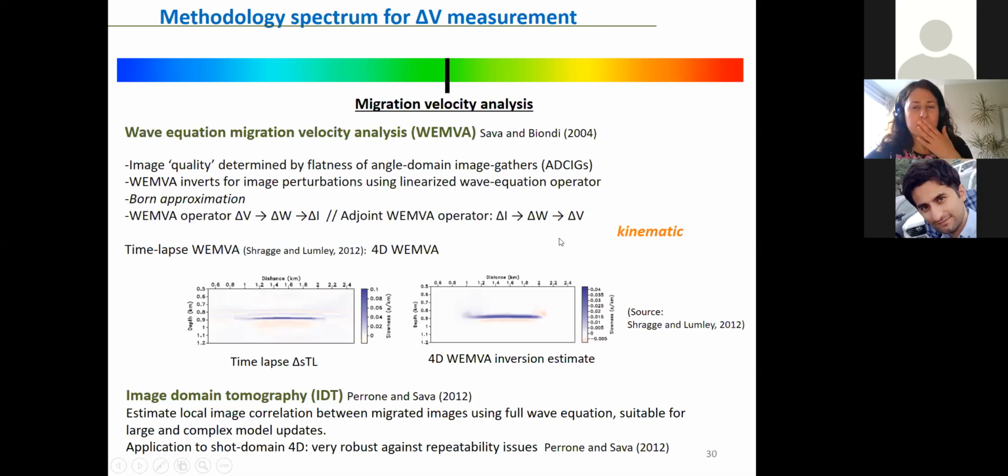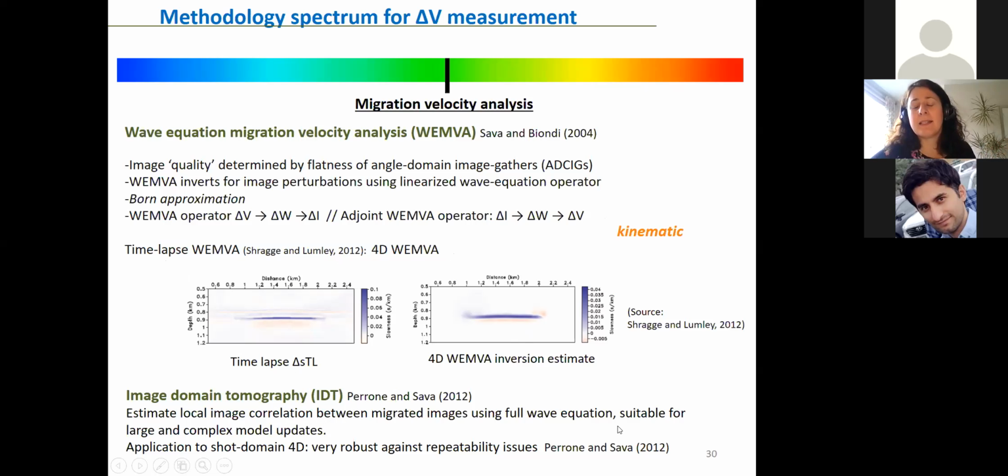And WEMVA was initially created as a 3D approach, but then Schrag and Lumley looked at 4D WEMVA, which is now a way to solve for the time-lapse changes in velocity. And finally, again in this MVA category, we have the image domain tomography.